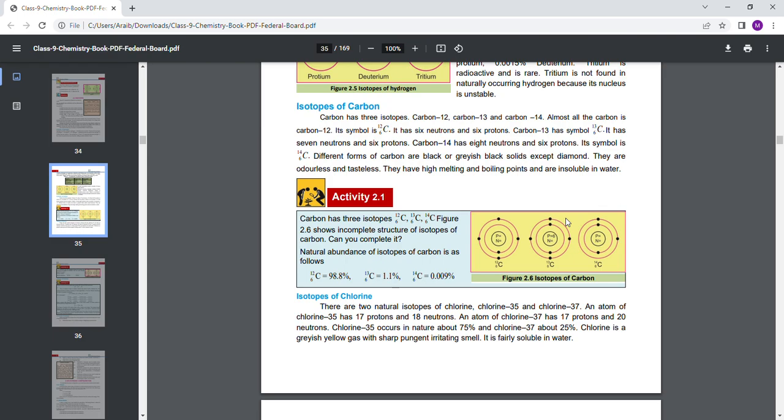Different forms of carbon are black or grayish black solids, except diamond. They are odorless and tasteless. They have high melting points and boiling points and are insoluble in water.